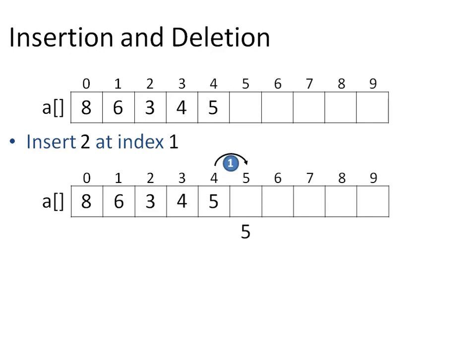Thus, first element 5 is shifted, followed by the shifting of other elements, that is 4, then 3 and then 6. We have to stop at index 1 because new element 2 has to be inserted here. After shifting, we will finally insert 2. So this is how insertion has to be done in an array.